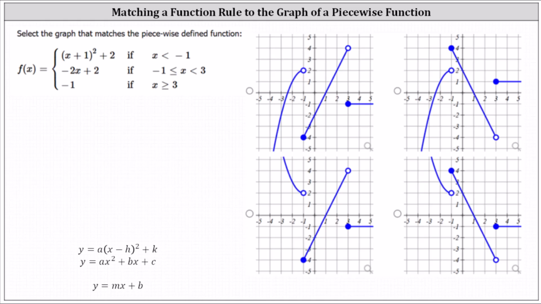Select the graph that matches the piecewise defined function shown below. Notice the piecewise defined function has three rules. There are several ways to determine the correct graph. Let's consider each function rule separately.